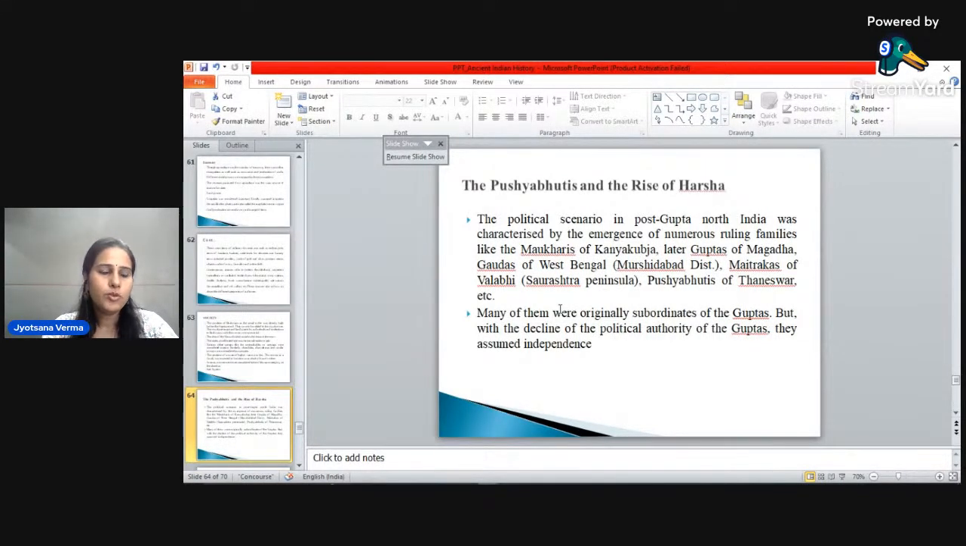So Pushyabhuti was the important and prominent dynasty that emerged after the decline of the Gupta period, and they defeated all these family kings, some by war, and some by marriage alliances. Many of them were originally subordinate to the Gupta, but with the decline of the political authority of the Gupta, they assumed independence.